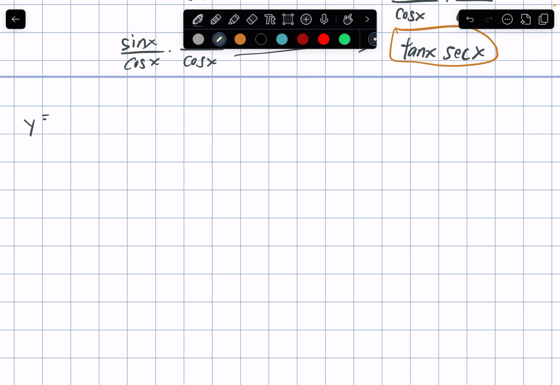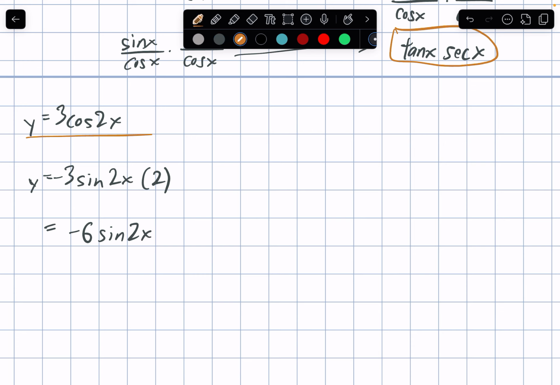Next, set aside the constant. The derivative of cosine is negative sine. Copy whatever is inside and then find the derivative of it. So du over dx is going to be 2. So 2 times 3, 6. And then just copy sine 2x. That is the final answer.